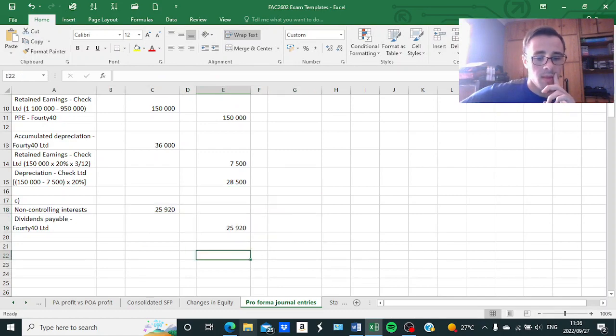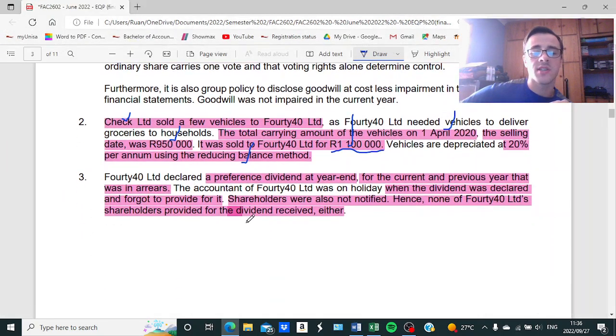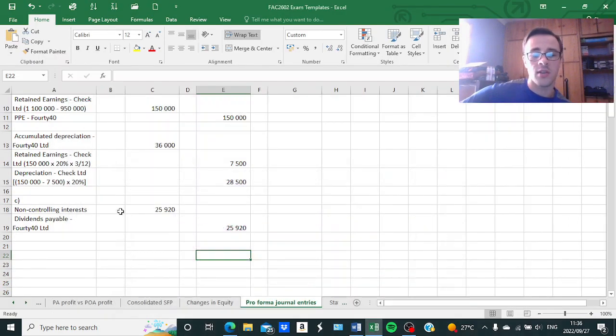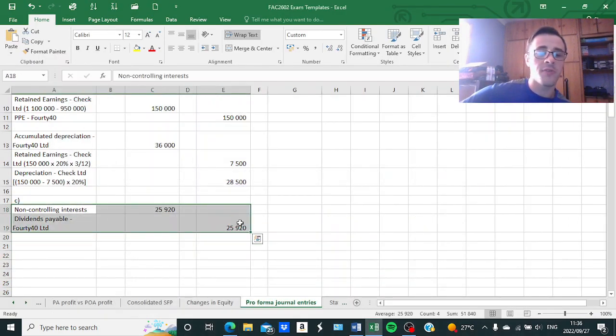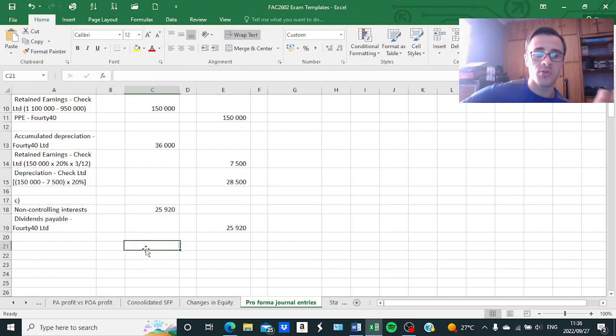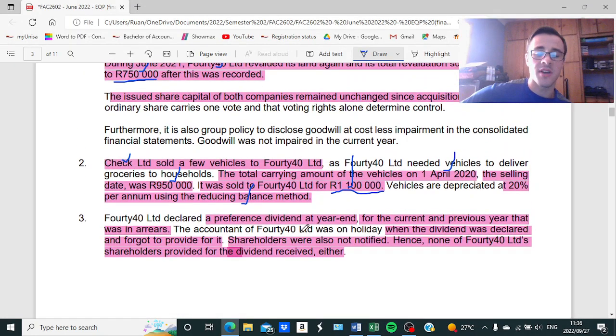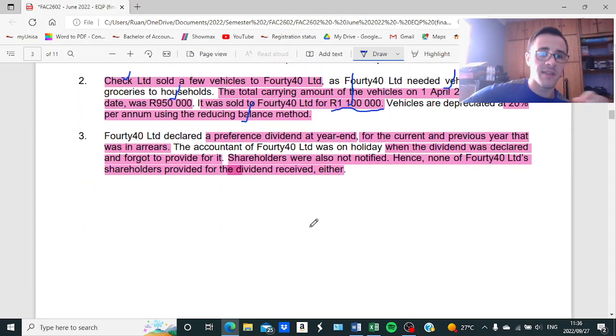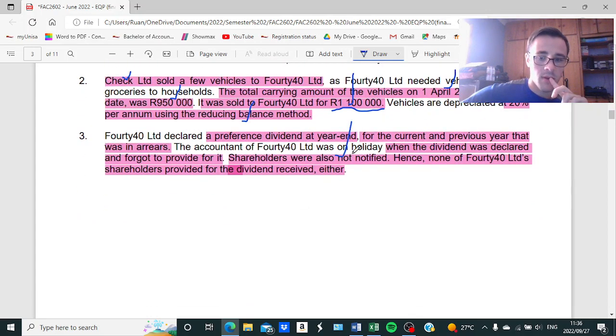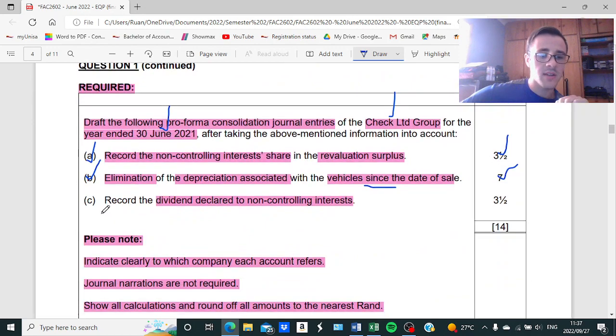And you will also notice that we have not eliminated an intragroup dividend because this has not been recorded at all. So therefore we only provide for dividends payable to non-controlling interests, and there is not any information regarding ordinary dividends. Alright, that then concludes question 1.